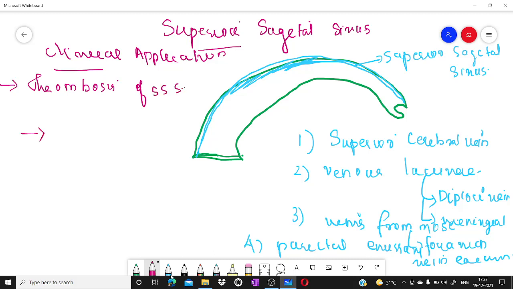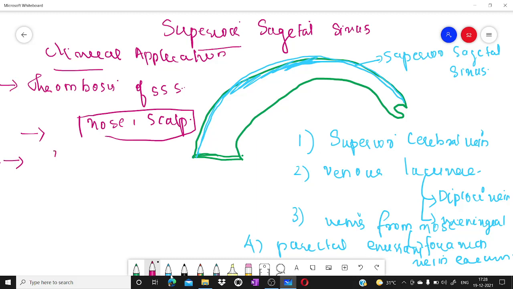This can happen through the spread of infection from the nose, scalp, etc. How? Because the superior sagittal sinus communicates with the veins from the nose and the scalp, if there is an infection at any of these sites, it will spread to the superior sagittal sinus and ultimately lead to thrombosis of the superior sagittal sinus. So that is one application.